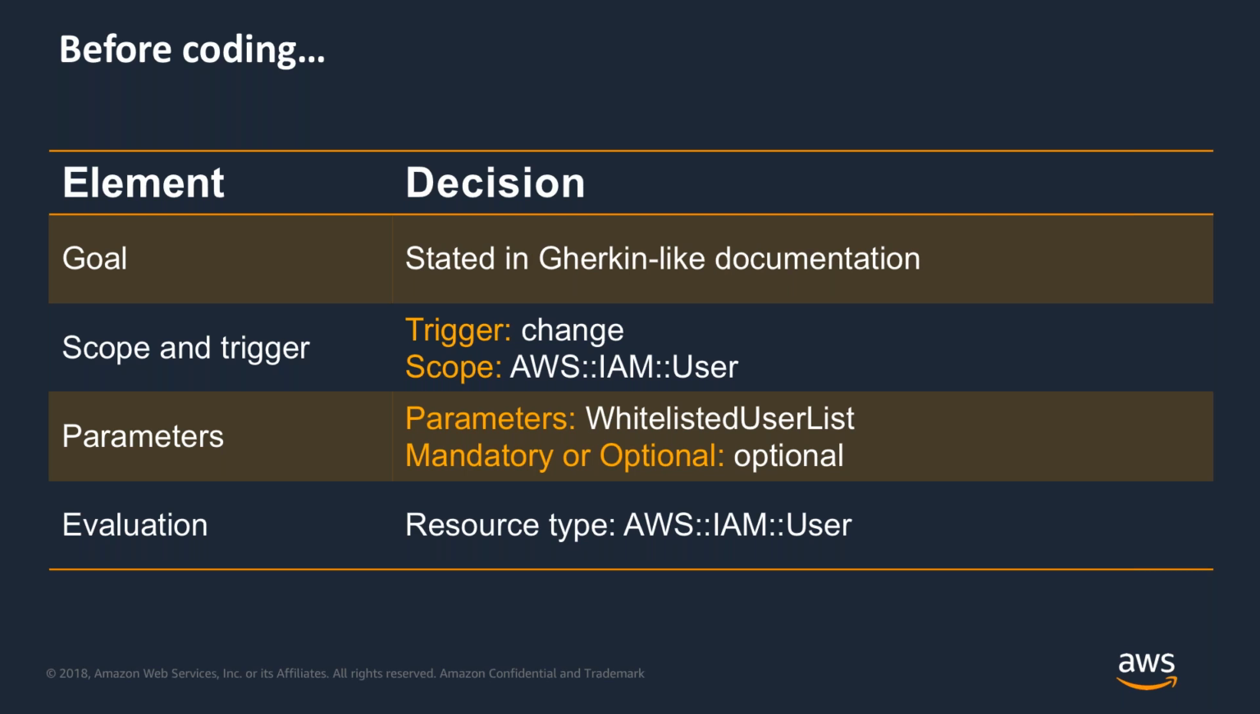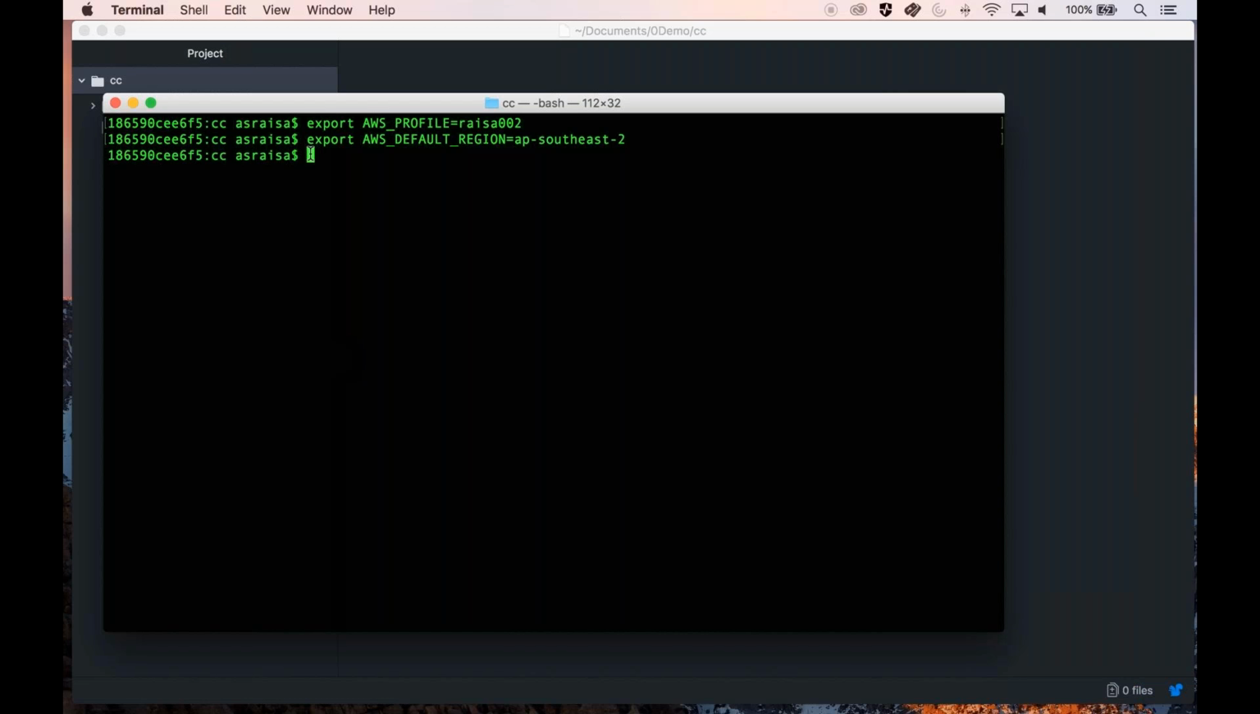For our purposes, and our example of MFA on an IAM user, we've already defined our goals in the Gherkin-like documentation in the user story section, if you remember, in the features section. And the rest we've actually identified here. So we're using a change trigger on AWS IAM user resource type. We'll have an optional parameter whitelisted user list, and evaluations will be done on AWS IAM user. Perfect. So let's begin coding.